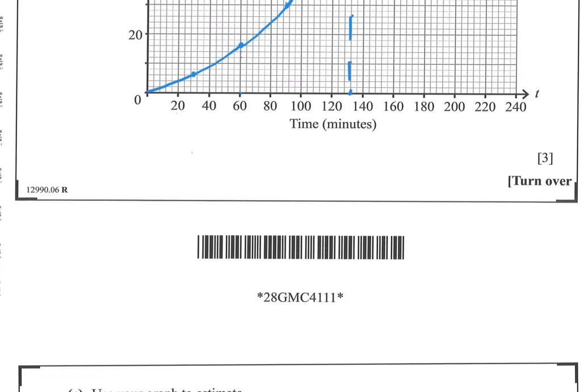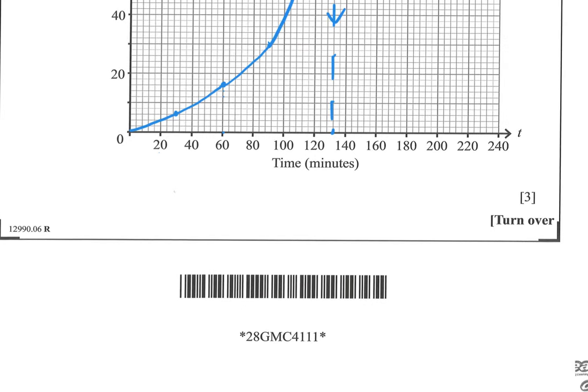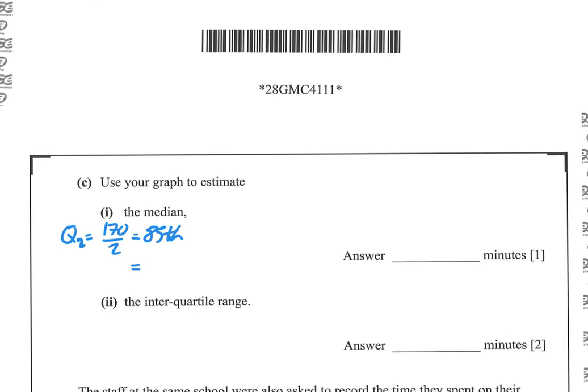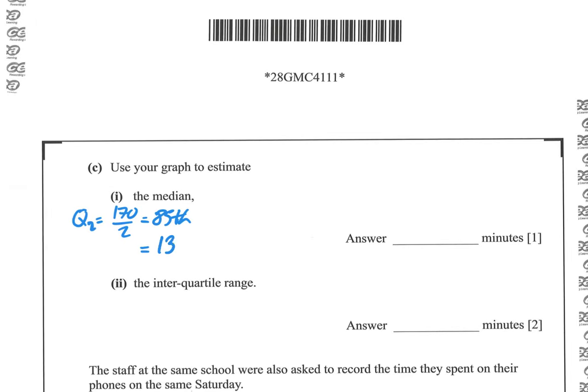126. No, it's not 126 at all. Sorry, 5 squares. 5 squares is 20, so 20 divided by 5 is 4. So we're 3 squares, 3 times 4 is 12, so it's going to be 132. Took me longer than it should have there, so 132 is my median, so 132 minutes.